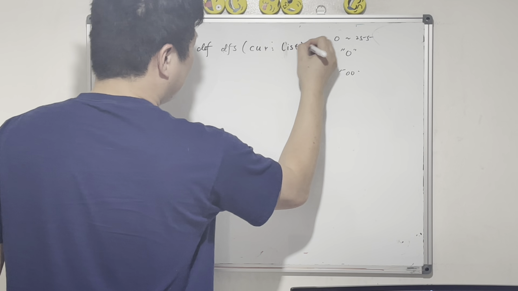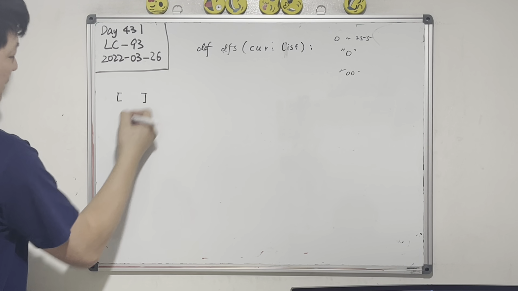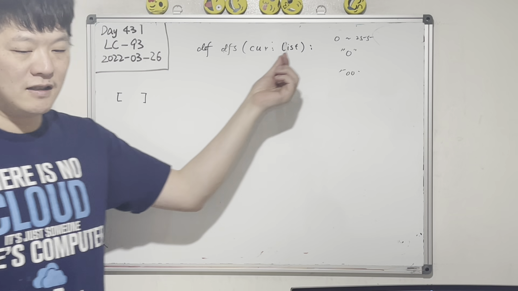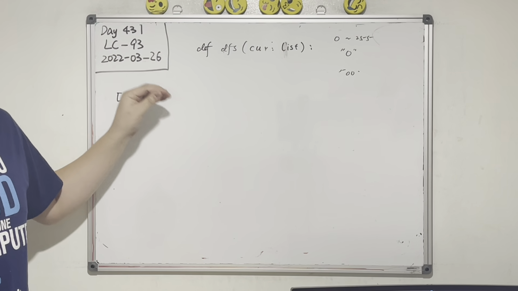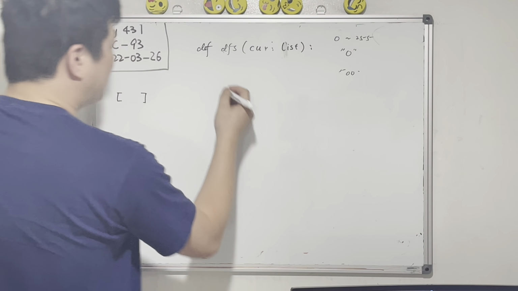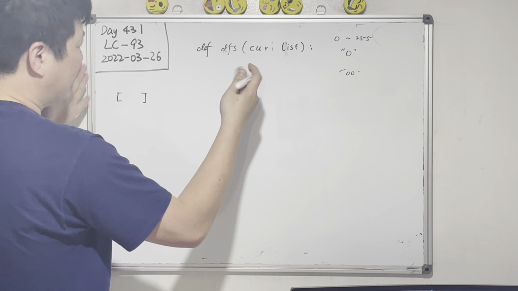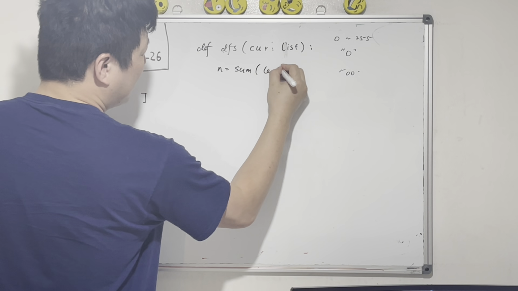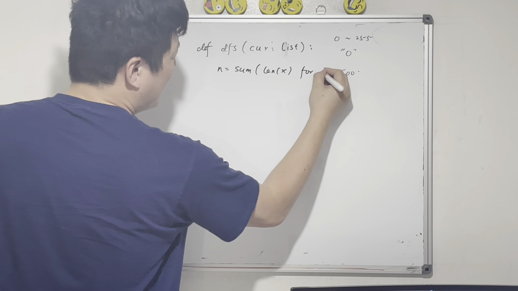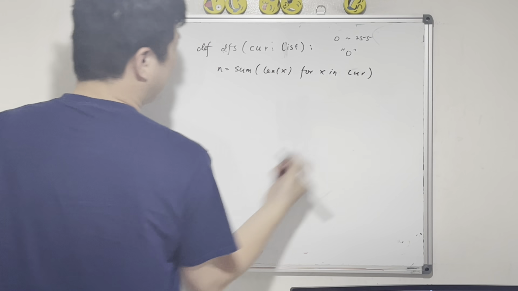Yeah, it's a list. So this list contains the digits, at most it could be 4, right? First of all we need to check the length of all the digits together. So n equals the sum of length x for x in current. This is a very useful thing to do.